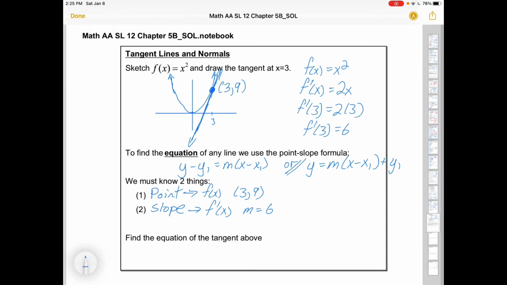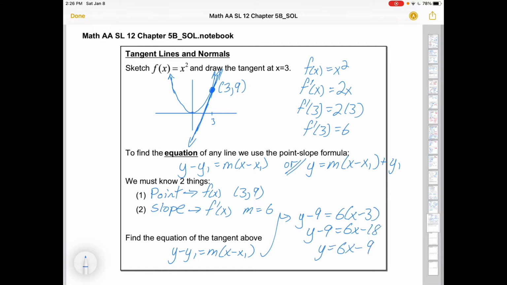That's great. Now I can find the equation of that line. So I'll have y minus y1 equals m(x minus x1). If I sub in, I'll just head over here. Y minus y1, so the y value is 9. m is 6. And x minus x1, that x value is 3. So we get y minus 9 equals 6x minus 18. Or, moving things over, y equals 6x minus 9. So allegedly that's the equation of this line.